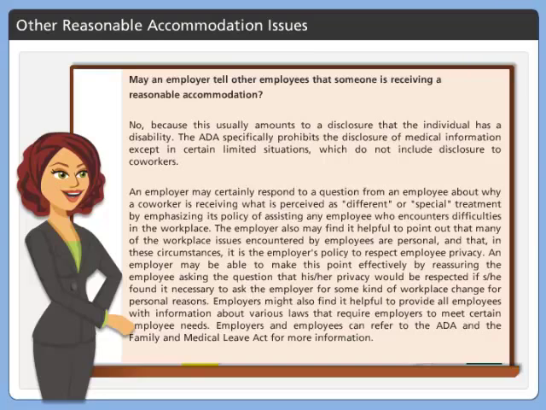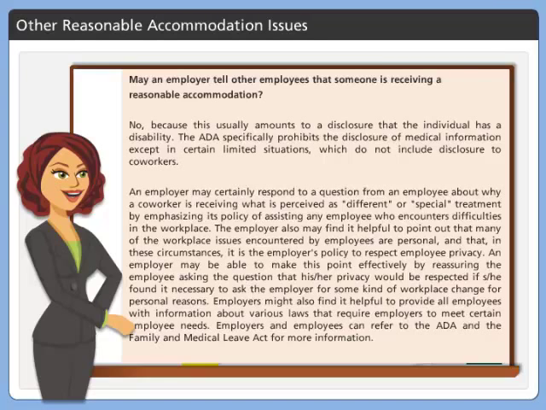Other reasonable accommodation issues. May an employer tell other employees that someone is receiving a reasonable accommodation? No, because this usually amounts to a disclosure that the individual has a disability. The ADA specifically prohibits the disclosure of medical information except in certain limited situations, which do not include disclosure to coworkers.